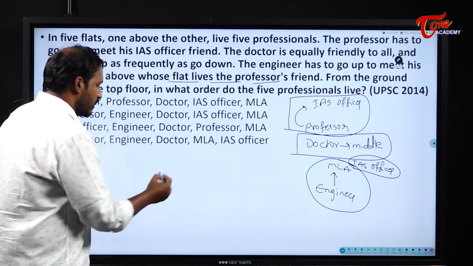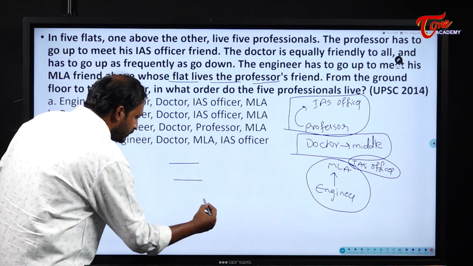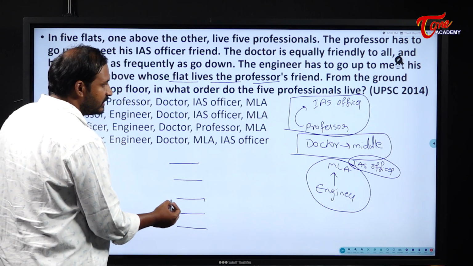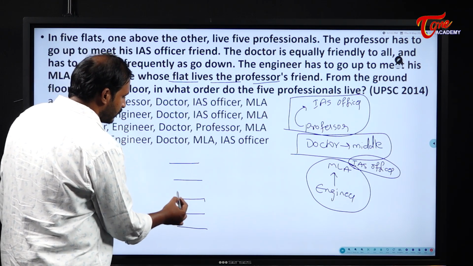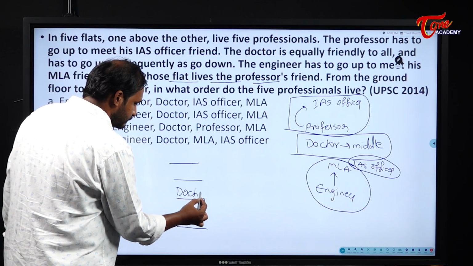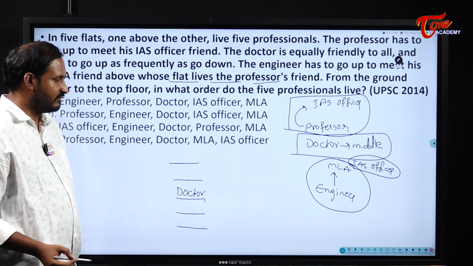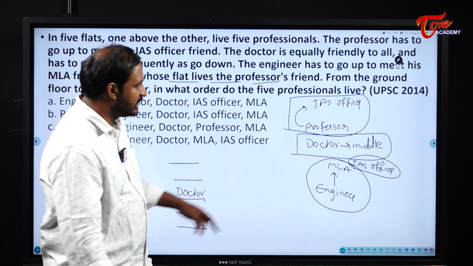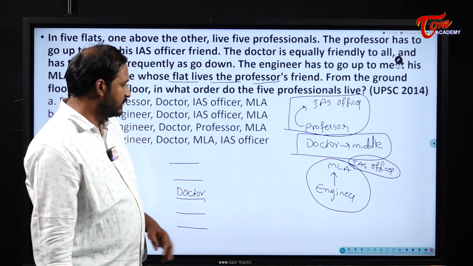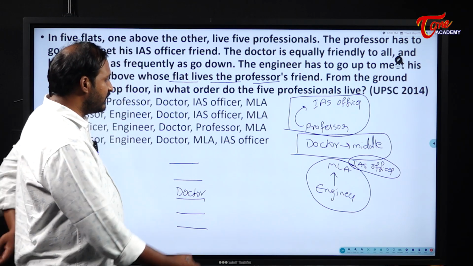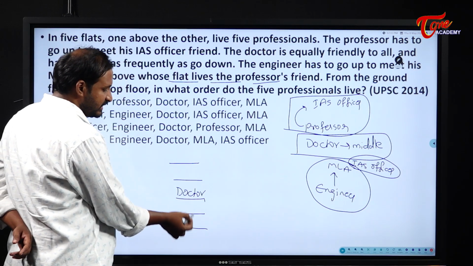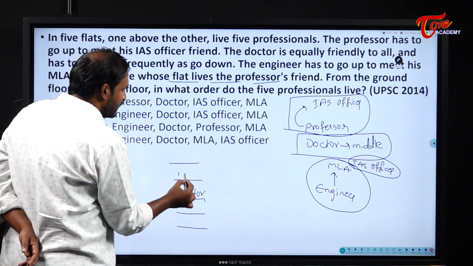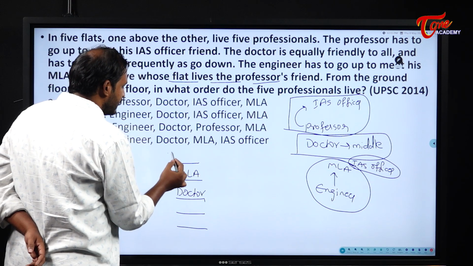So now come to our order: 1, 2, 3, 4 and 5. These are the chances. Now see here, first and foremost, the doctor will occupy the middle position. Why? Because he is traveling equally. Now I have 2 persons, MLA and IAS officer. I can understand that these two are definitely one above the other. Where I can put one above the other, here I cannot take, because professor and engineer are there. So here I will get the MLA and here I will get the IAS officer.